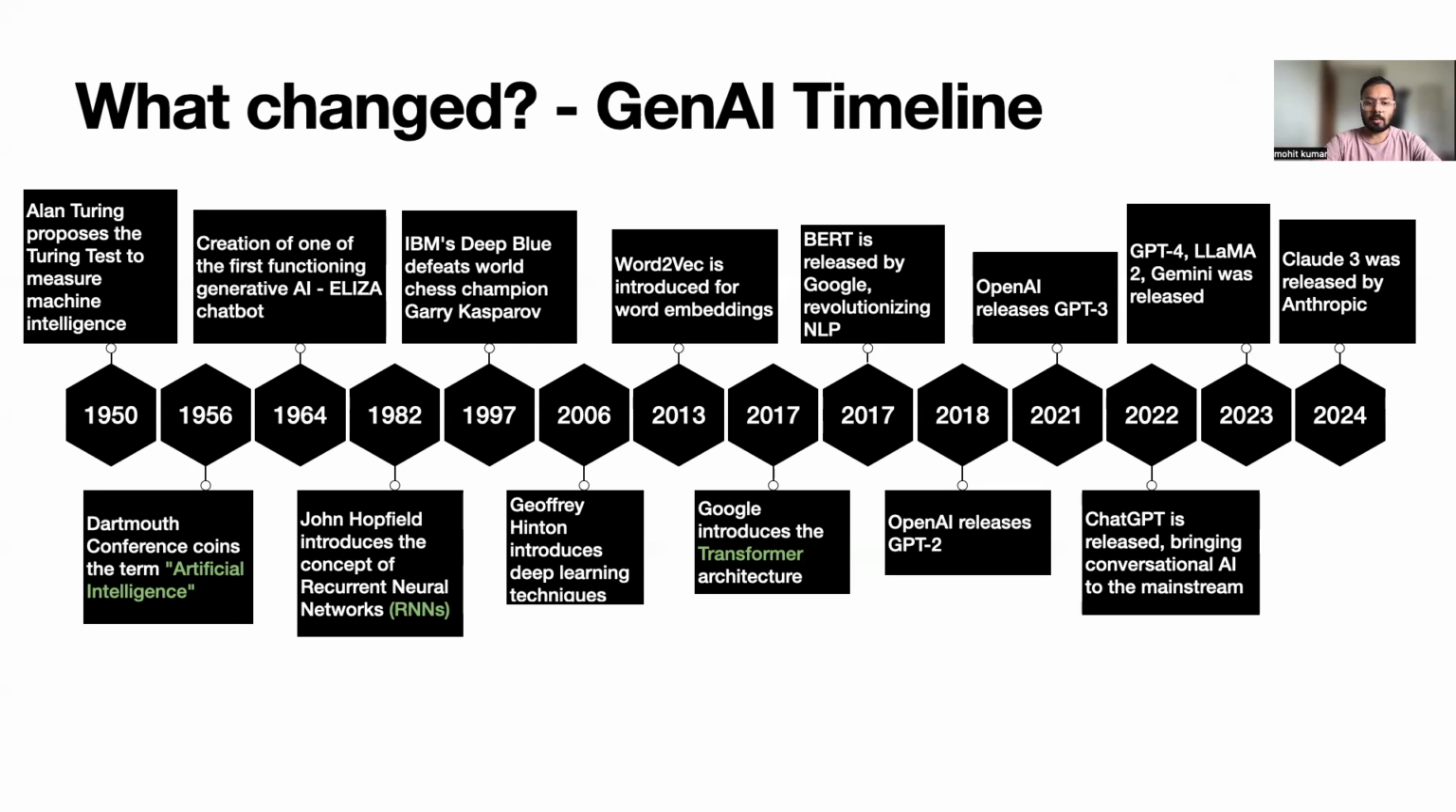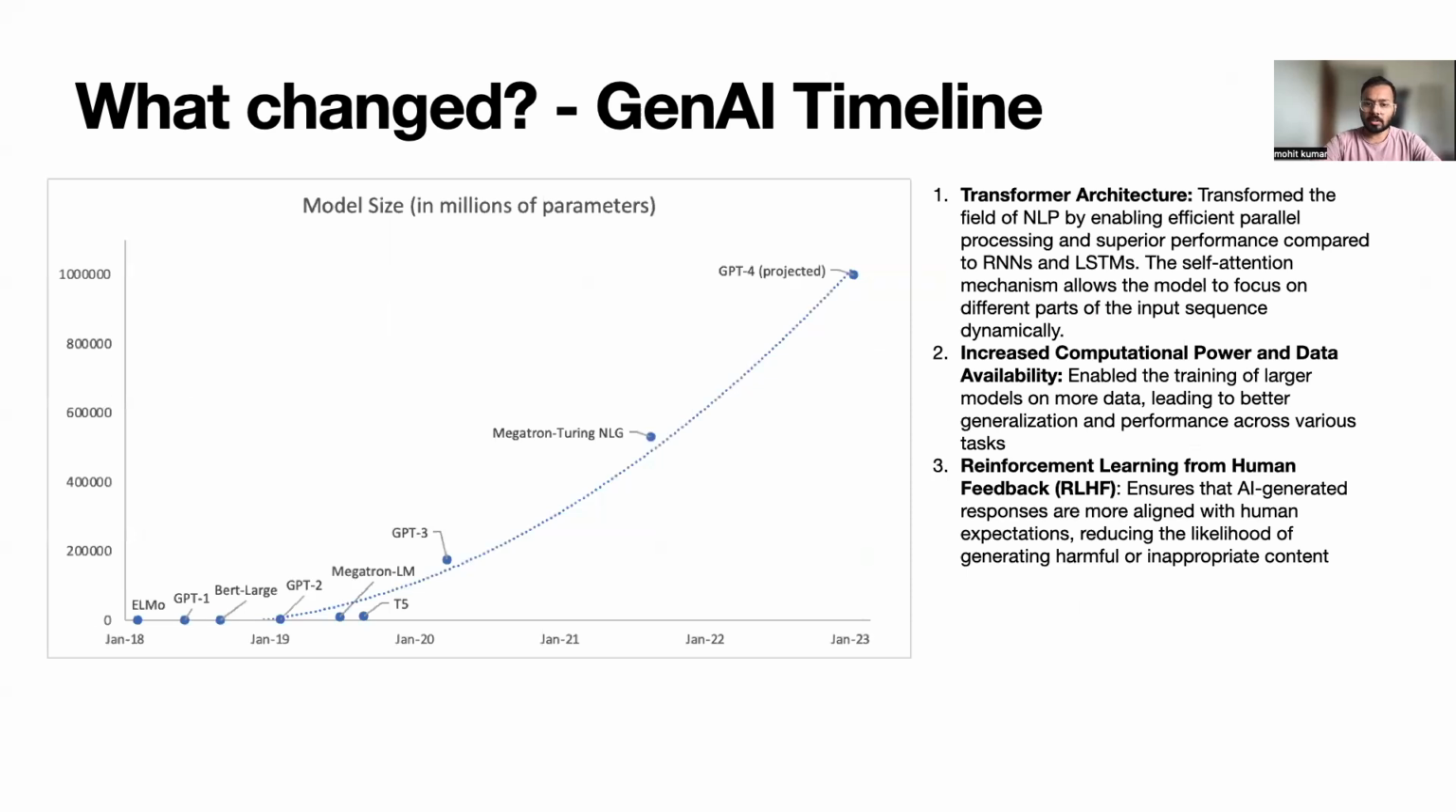So what exactly happened in these last few years which led to such rapid development of these models? I would say there are three important factors to it. One is, of course, the transformer architecture, which led to developing these models, which are all based on this architecture. It enables efficient parallel processing and superior performance compared to previous models like recurrent neural networks and LSTMs. Then we have also seen a lot of increase in computational power and data availability with inventions like GPUs and with the internet, so much data is available for training these models. So it becomes more and more efficient to train bigger and bigger models.